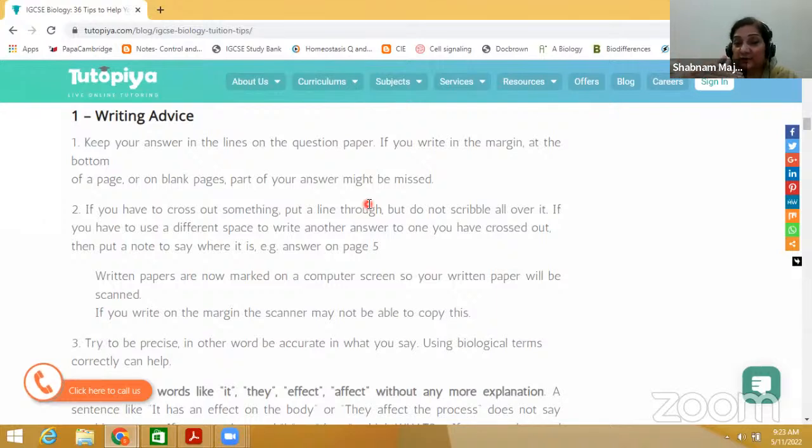Either you write your answer underneath or above, or if there is a big question and you personally feel it's all wrong, you need to cross it. Doesn't matter, don't take tension. Just put a little note saying which part of the question you are writing the rest of the answer on. So that's very important.